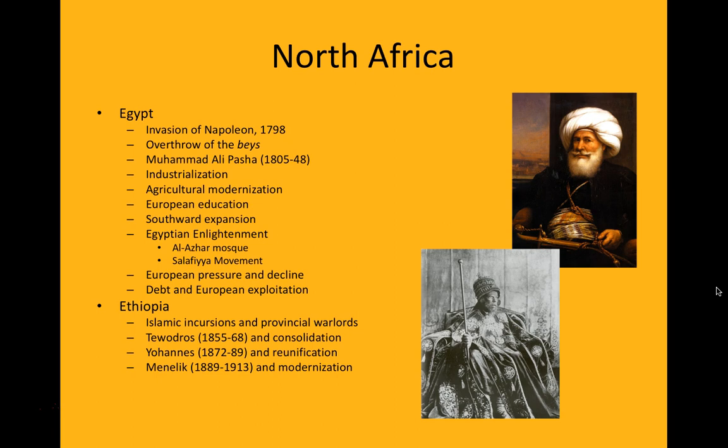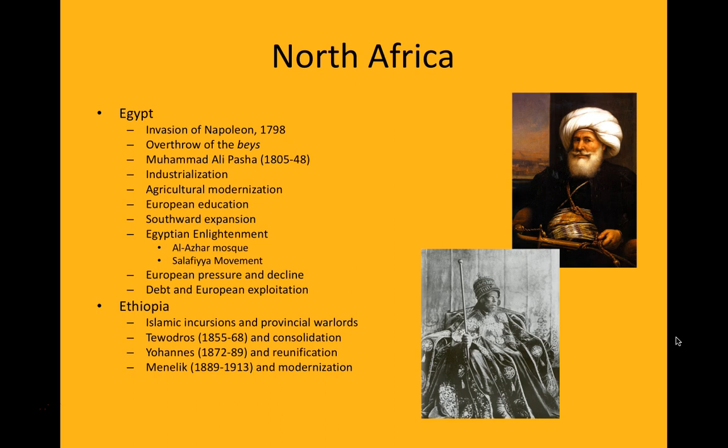Ethiopia achieved its greatest advancement, though, under Johannes's son, Menelik, who is pictured here on the slide. This upper one is Muhammad Ali Pasha, a painting of him, and then this is a photograph of the Ethiopian Emperor Menelik, and you can see the ceremonial robes and crown and everything that he had. Some of this, to some extent, imitating European things, but also with some traditional African motifs and forms incorporated into it.